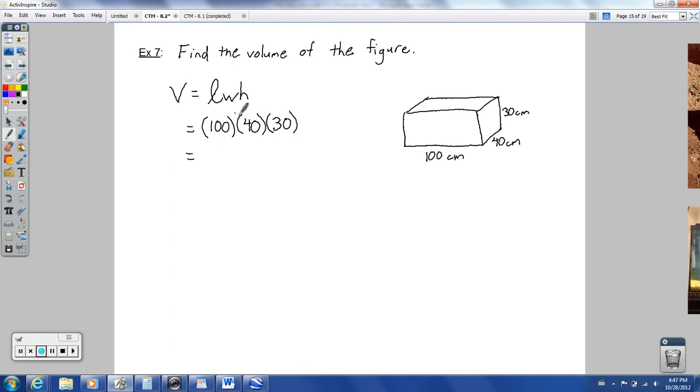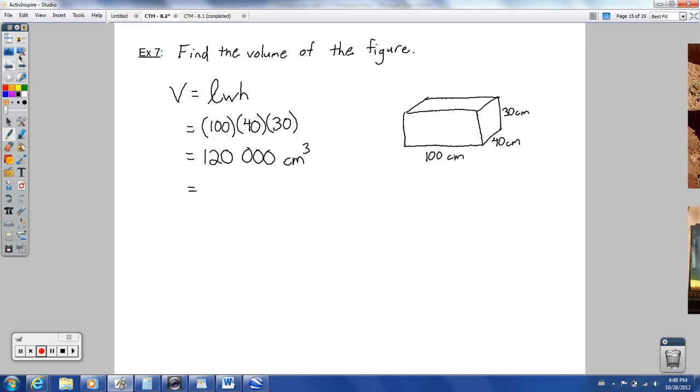I'm going to do 1 times 4 times 3. That's 12. And then I've got 1, 2, 3, 4 more zeros to add to that. So I'd have 1 0 here, a little space, and then 3 more zeros. So this is 120,000. This would be centimeters times centimeters times centimeters. This is a volume, centimeters cubed. That's one way I could think about this.